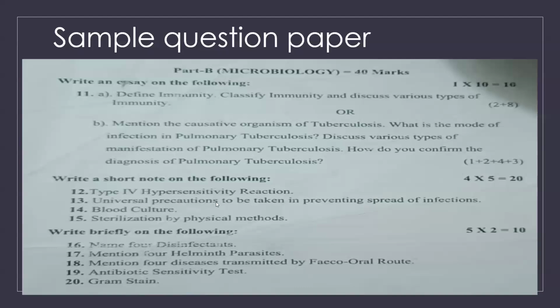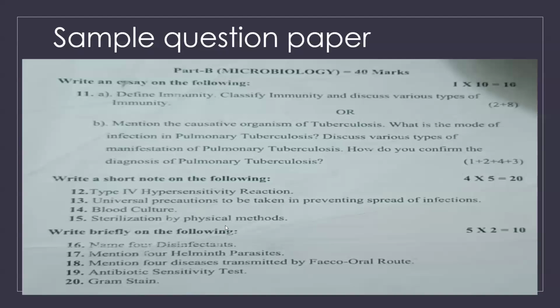And next, universal precautions. As I told you just now, universal precautions are important. You should write what universal precautions you take in the hospital setup to prevent the spread of infections. Next, blood culture. Blood culture is done to identify the pathogens present in the blood. This part will come in bloodstream infections, so you can get the answer from there.